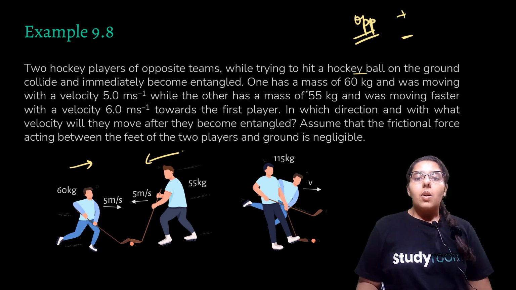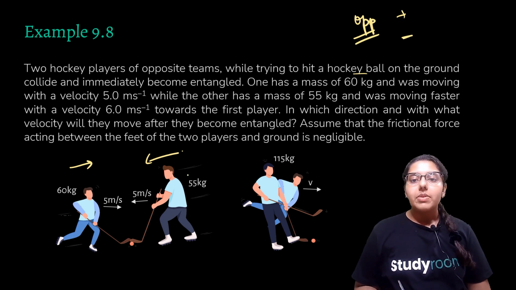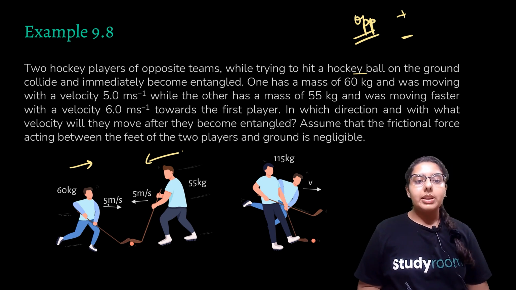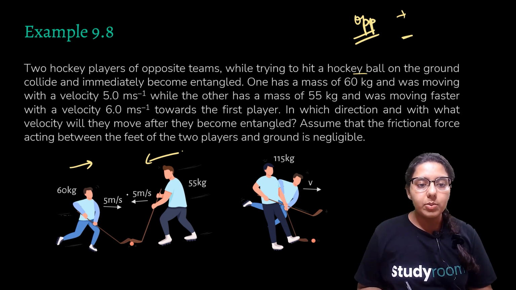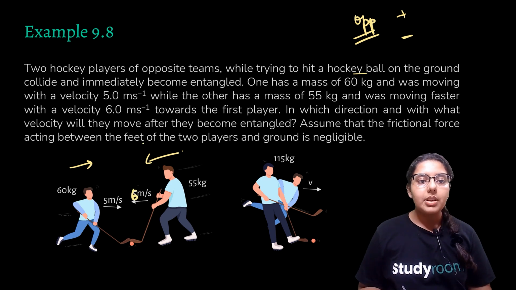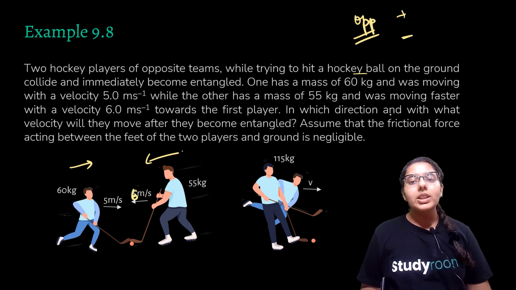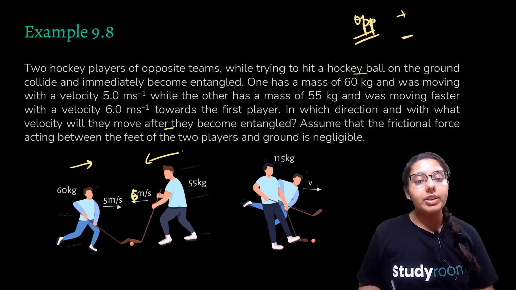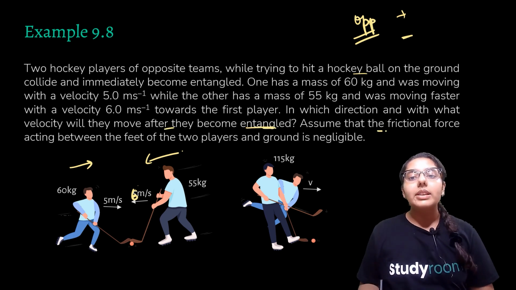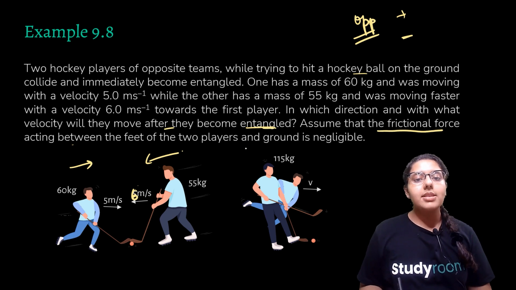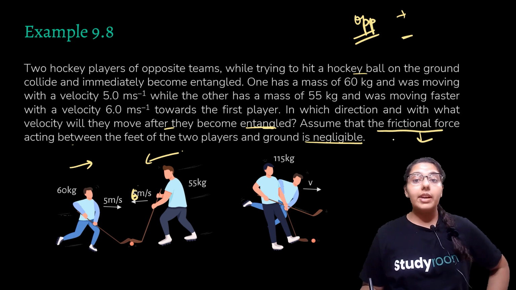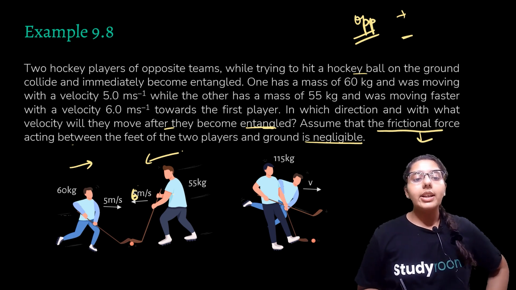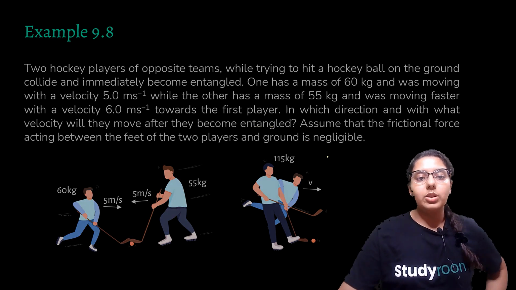One has a mass of 60 kgs and was moving with a velocity of 5 meter per second, while the other has a mass of 55 kgs and was moving with a velocity of 6 meter per second towards the first player. In which direction and with what velocity will they move after they become entangled? Assume that the frictional force acting between these players is negligible. If it wasn't negligible, then we would have to take into account this force as well. So let's do this question together.